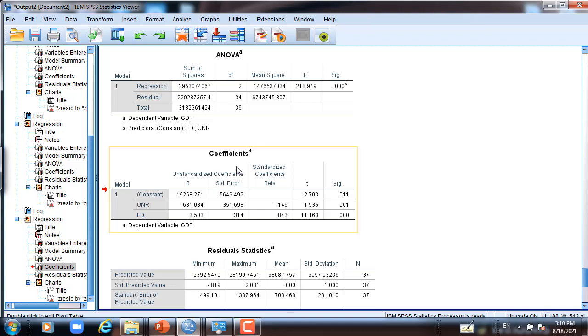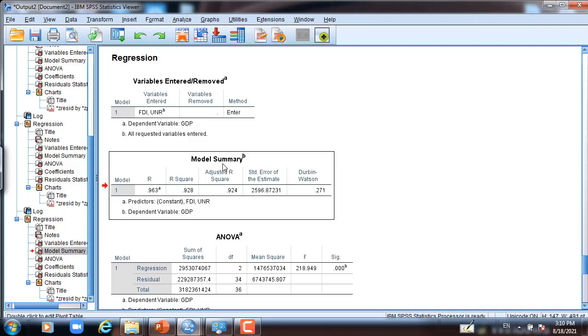First, the model summary, as you can see here. Then I check R squared, 92.8%, and we have three variables: GDP is the dependent variable, and foreign direct investment and unemployment rate are independent variables. So I can say 100 minus 92.8 equals about 6.2, which means that by R squared, 92.8% of the fluctuation in GDP can be explained jointly by foreign direct investment and unemployment rate.